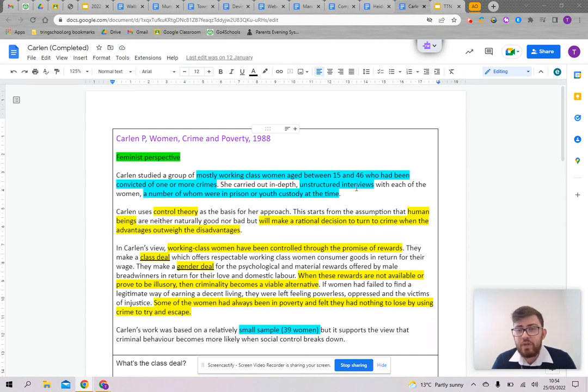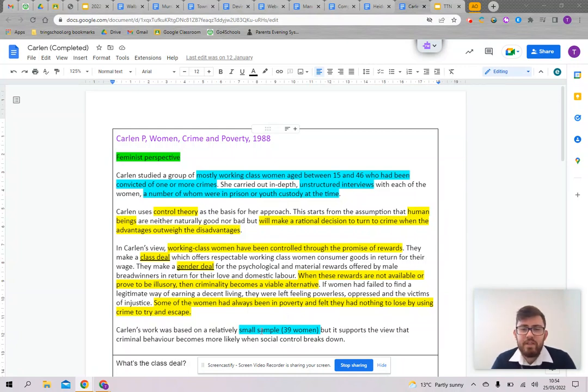So she did do unstructured interviews, which hopefully, with your research methods brains engaged, you'll know are highly qualitative. Okay, so gaining lots of detailed information. And she did those unstructured interviews in prisons with the women who had been convicted of those crimes. So it's a very topical sort of research method that she used.